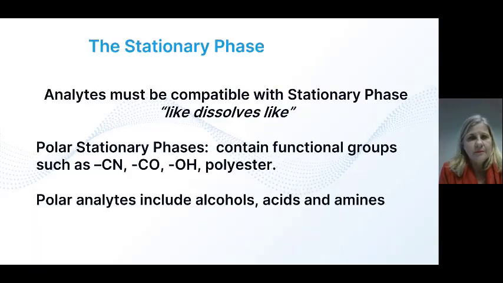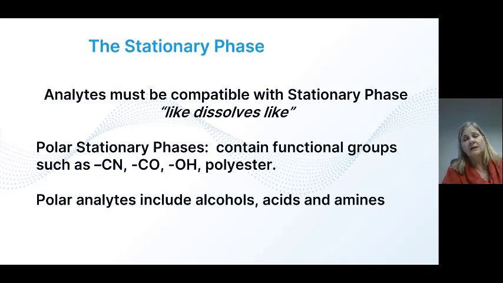Now, when choosing the column, your analytes must be compatible with the stationary phase. So if your stationary phase is polar, you're going to have polar molecules separated on it. Once again, like dissolves like. Your analytes must be attracted to the stationary phase, because if they're not, they're just going to run through the whole column with the mobile phase. So when choosing your stationary phase, you choose something that corresponds to the analyte's polarity.